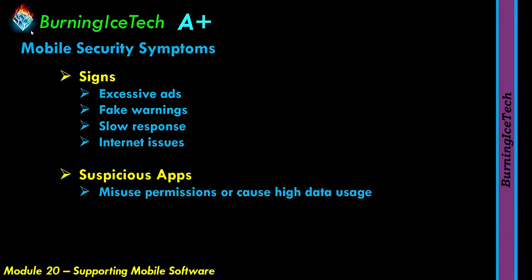Normally with most phones, if you go into your settings, there is a place you can go and check how much data each app is using. And if you find one of these new suspicious apps, something you don't know anything about, is using a very high amount of data, it could be that that's malware. You might want to go and check that.